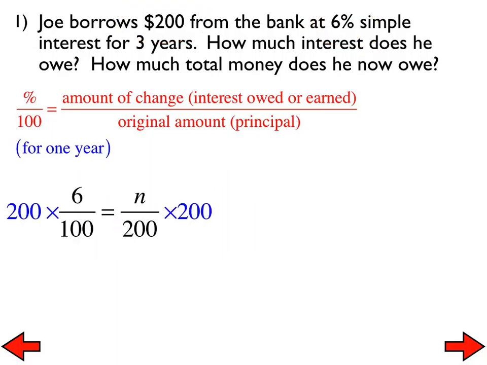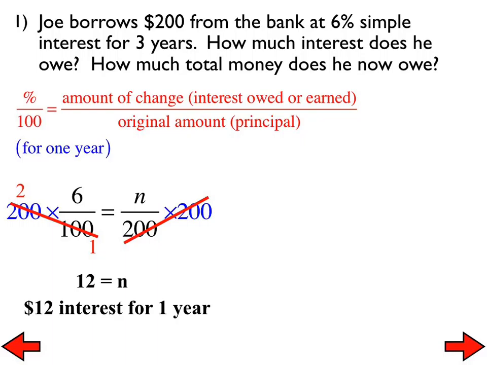So to get n by itself, you're multiplying both sides by 200, so that n is all alone. Divide this by 100, divide this by 100, which is just 2. What is 6 times 2? 12. So n equals 12. And this is the number of dollars of interest for only 1 year. That is only 1 year.